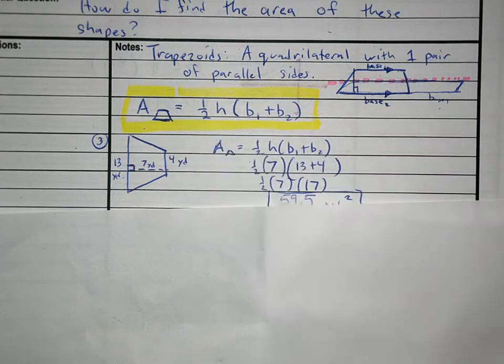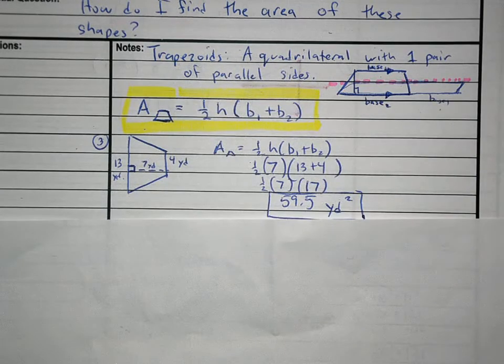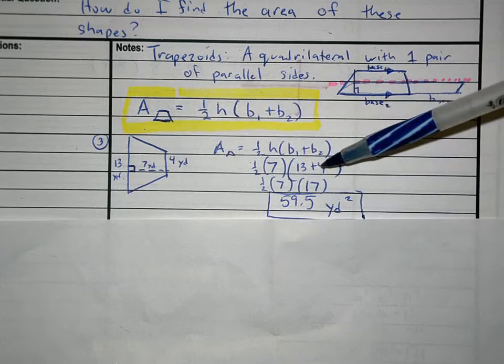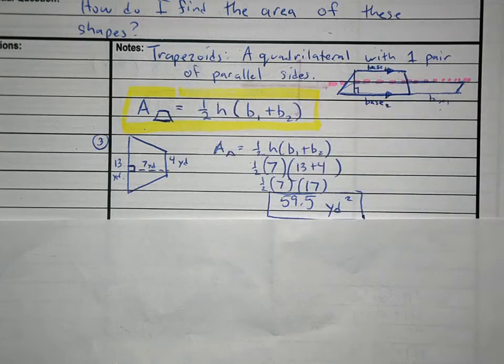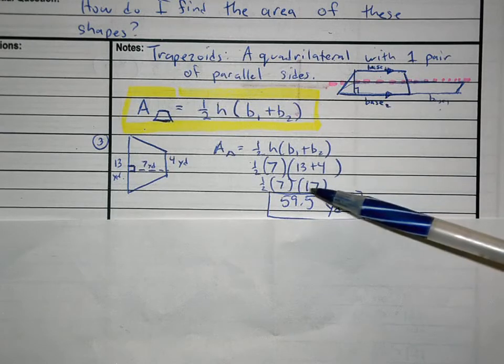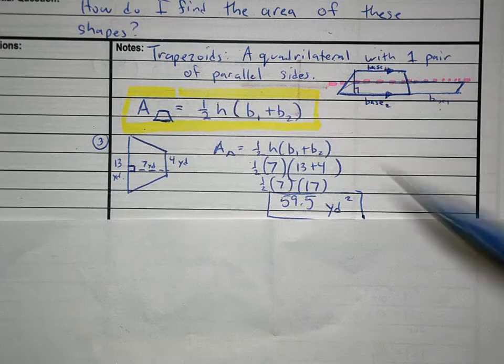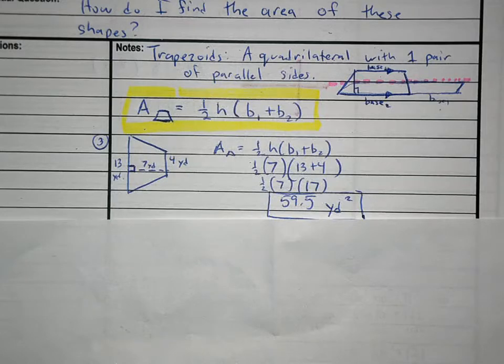And don't forget there is order of operations on this whole thing. So, if you have 13 and 4, you need to add those together before you multiply. 17 times 7 and half. If you can't take half of 7 or half of 17 and it doesn't come out nice and even, just multiply it on your calculator and switch it to a decimal. Half of 7 times 17 comes out to 59.5 yards squared.